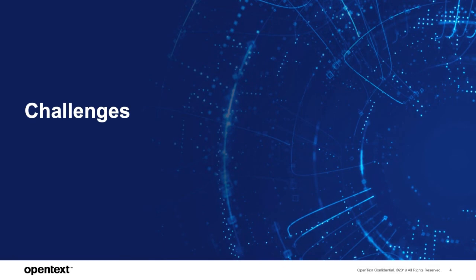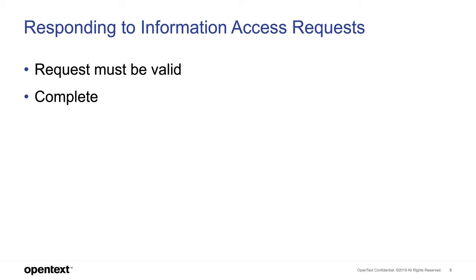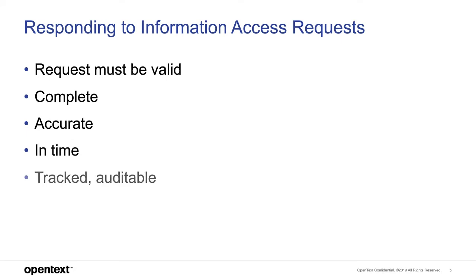So first, let's have a quick look, in a nutshell, at the challenges you might come across, because responding to an information access request or a subject access request first means it needs to be valid. As Andy already said, you need to verify that it's a valid request. It needs to be complete, so make sure you don't forget anything. It must be accurate, in time, so within the deadline, tracked and auditable, so you can show what you've done, and then preferably, obviously, at a minimal overhead and cost.